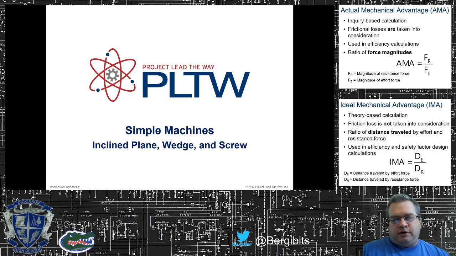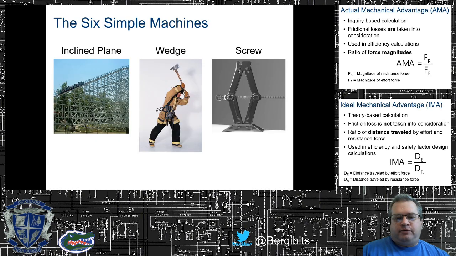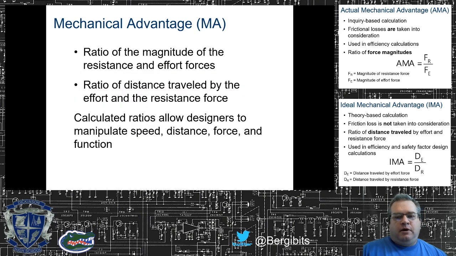In our class, we're going to talk about simple machines: the inclined plane, wedge, and screw. Here are our examples. We briefly mentioned them in our last lesson, but we really did not get into much depth on them, so we're going to go into them a little bit more here.